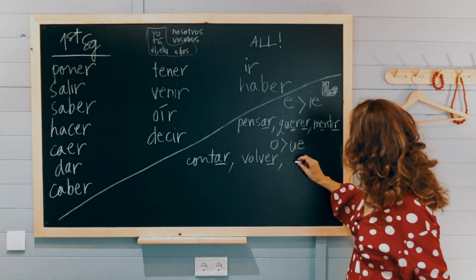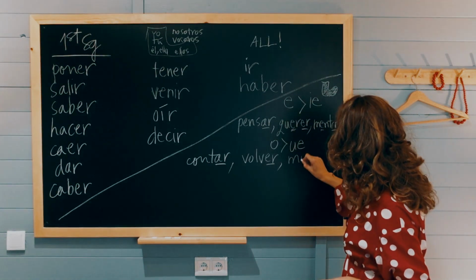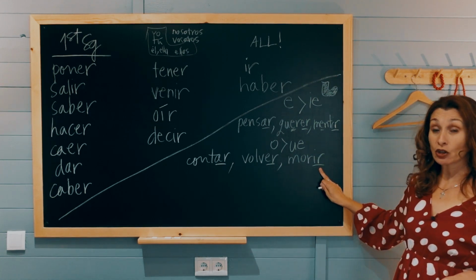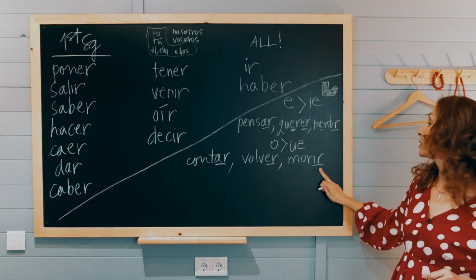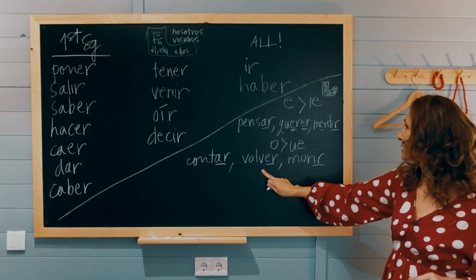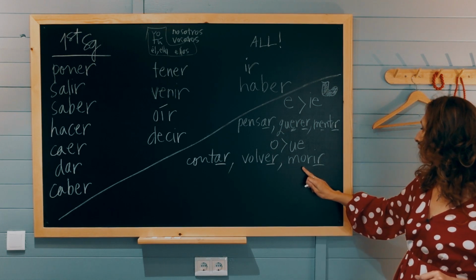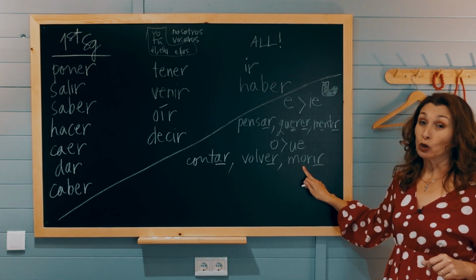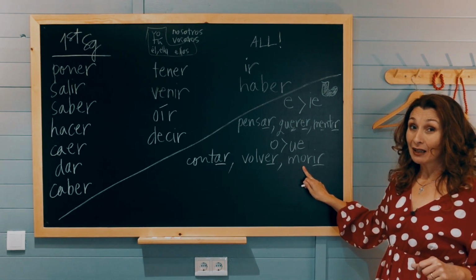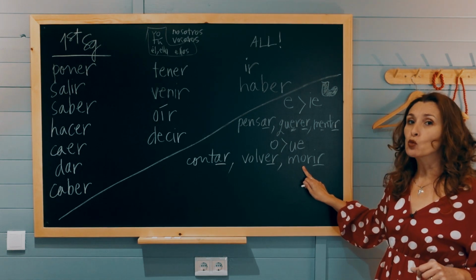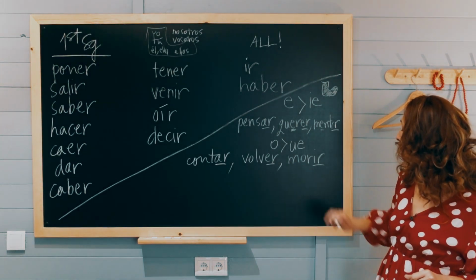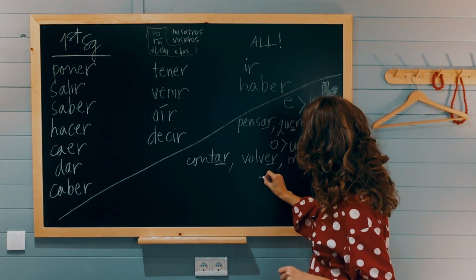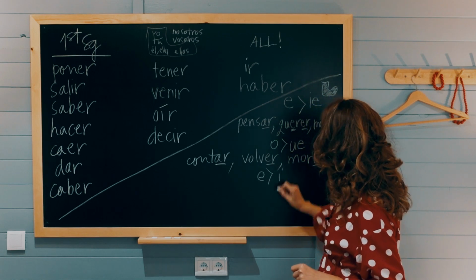And an example of a verb from the third conjugation, ir, morir, to die. Volver was to return. So morir, to die, is muero, mueres, muere, morimos, morís, mueren. And there is one more where the e will simply change to i.